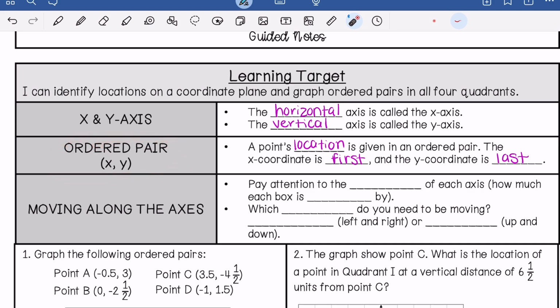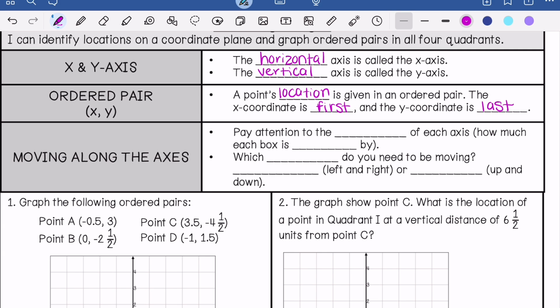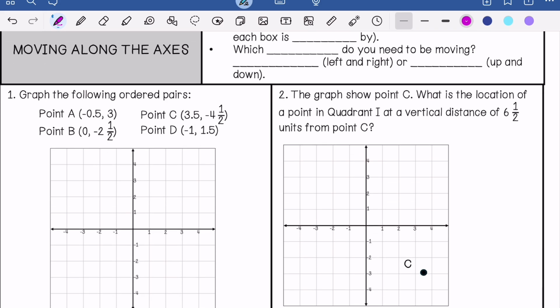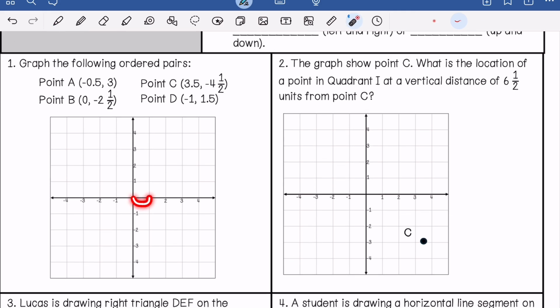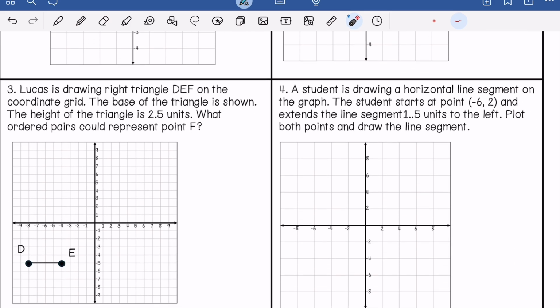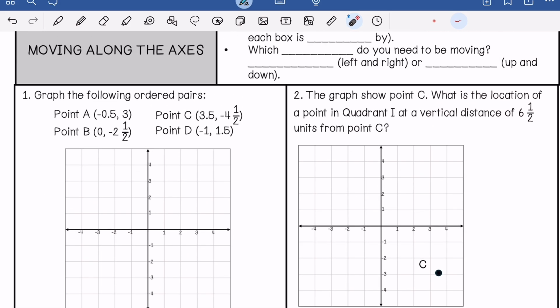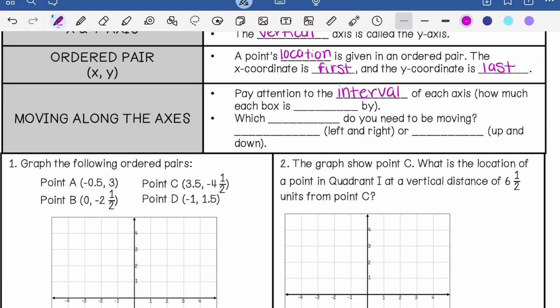Take this right here. When you are asked to move along the axis, you need to pay attention to the interval of the axis. That is how much each space is counting by. So for example, this one's counting by ones. This one's also counting by ones. This one's counting by ones, but this one is counting by twos. So this is how much each box is counting by.